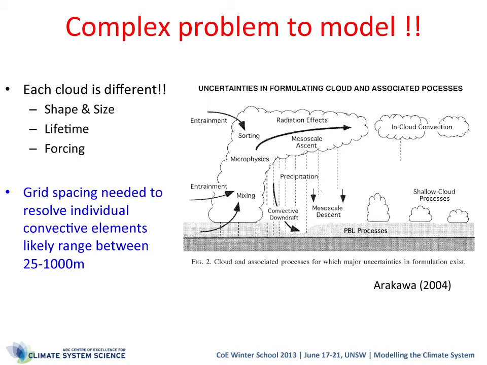All these give you uncertainties when you want to parameterize deep convection, and it is highly likely that the grid spacing needed to resolve all these individual convective elements ranges between 25 meters and up to 1 kilometer. So it is a complex problem, very complicated.